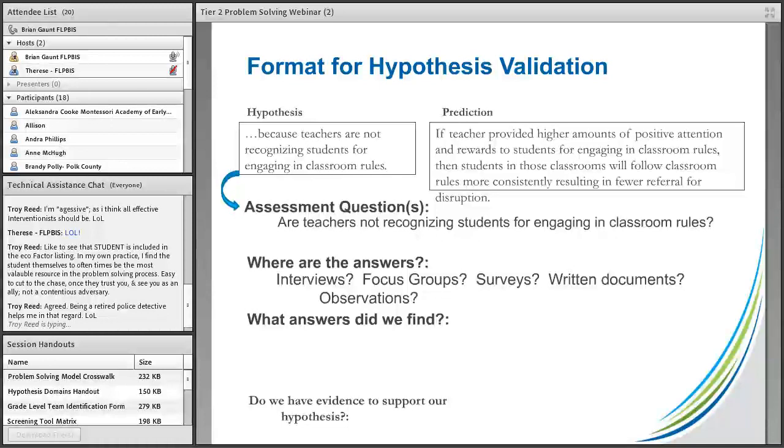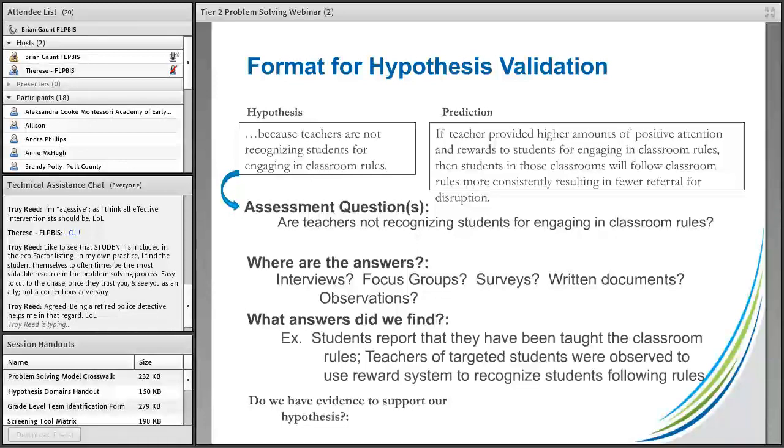So if we ask the question, are teachers not recognizing students for engaging in classroom rules, we could interview teachers. We could maybe conduct some focus groups with teachers and students. We could survey staff and students. We could look at written documents, if there's a process at the school in which they're documenting the recognition of students for following rules. We could do observations, just a sample of observations across classrooms. Any of these would be ways that we could test out this question.